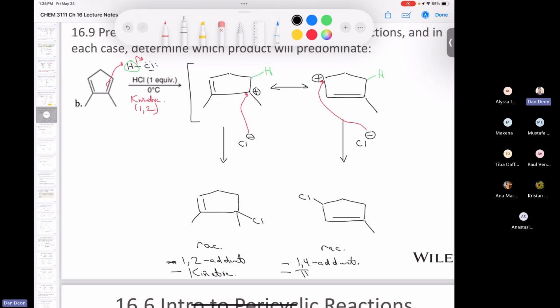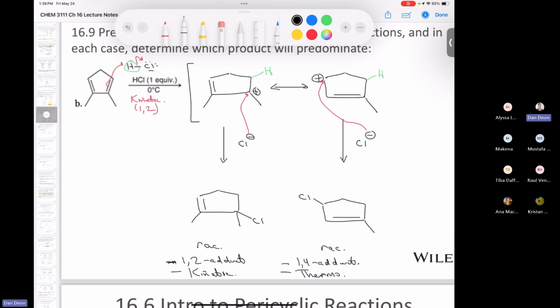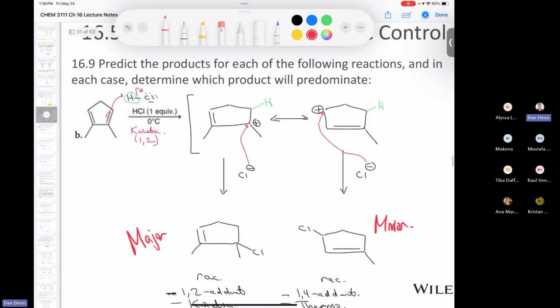And this one will be thermodynamic, like that. And so in this case, since we're doing the reaction at 0 degrees Celsius, this will be the major product, and this will be the minor product. And there you go, my friends.